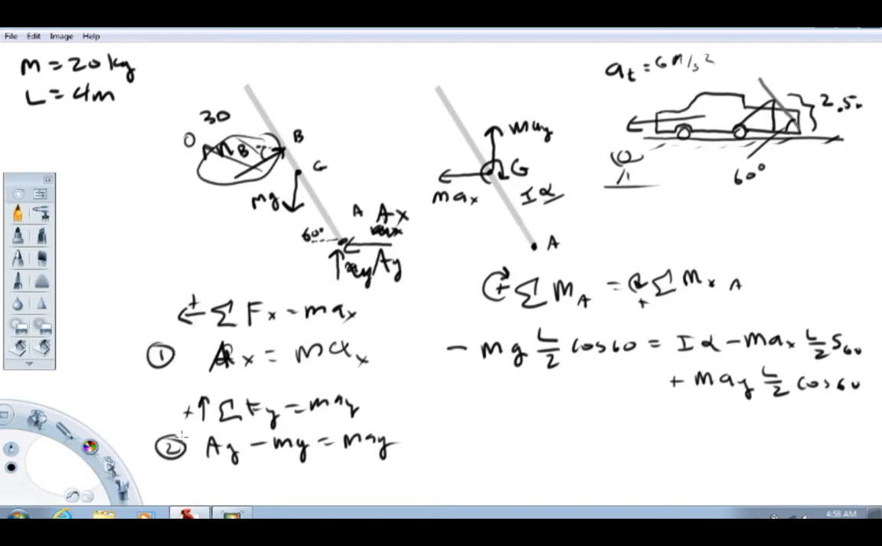Equation 1, equation 2, equation 3. Now let's try to take a look at how many unknowns we have here. So AX unknown, AY unknown, alpha unknown, we're up to 3. However, over here, this AX, the force AX, also unknown, and the AY also unknown. All right, so we need to write some more equations here. 3 equations is not enough to solve this problem as it sits.